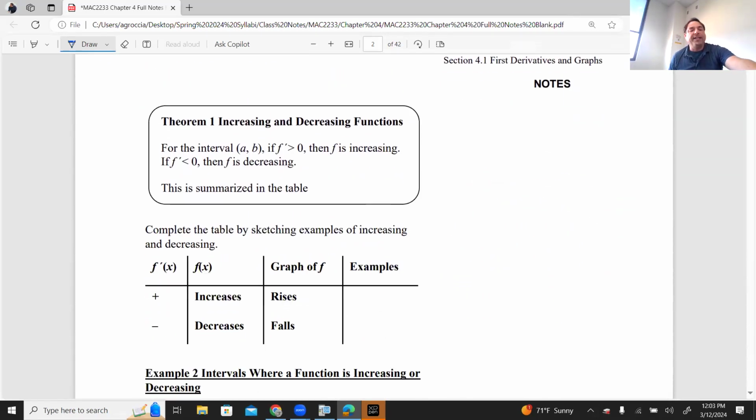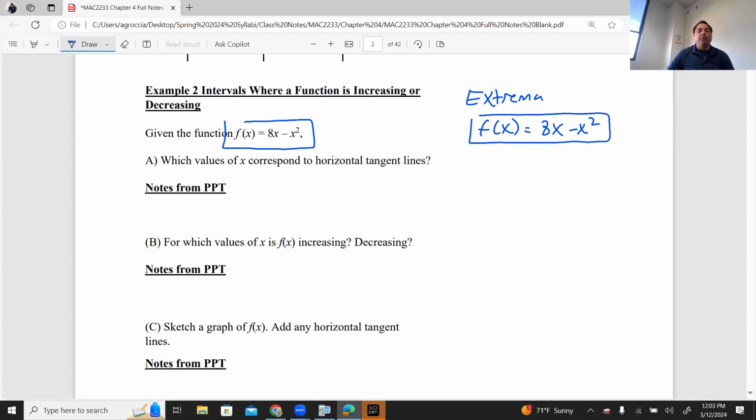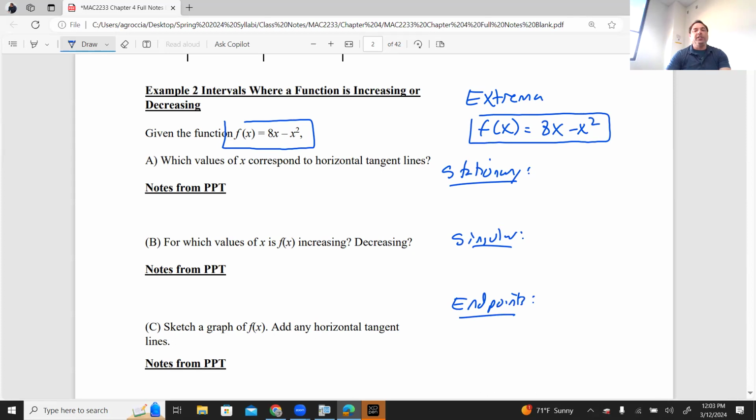Okay. So the next one, you're given a function, but you're not given the graph. So the way the question is going to be asked is I want you to find the extrema of f of x equals 8x minus x squared. So all I want you to do, given that, is do stationary singular endpoints and then stop there. I did not give you a domain, but just do stationary singular endpoints.